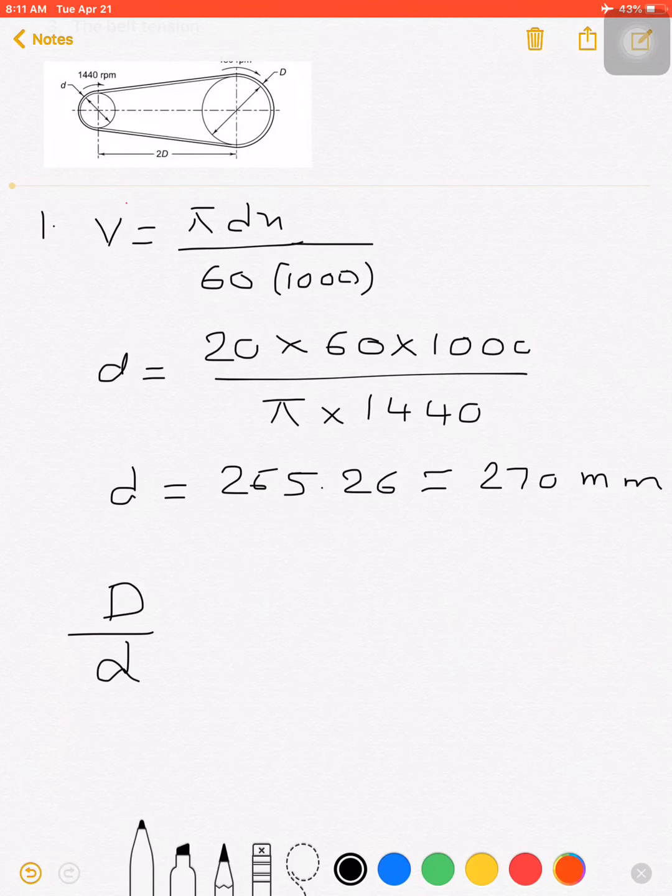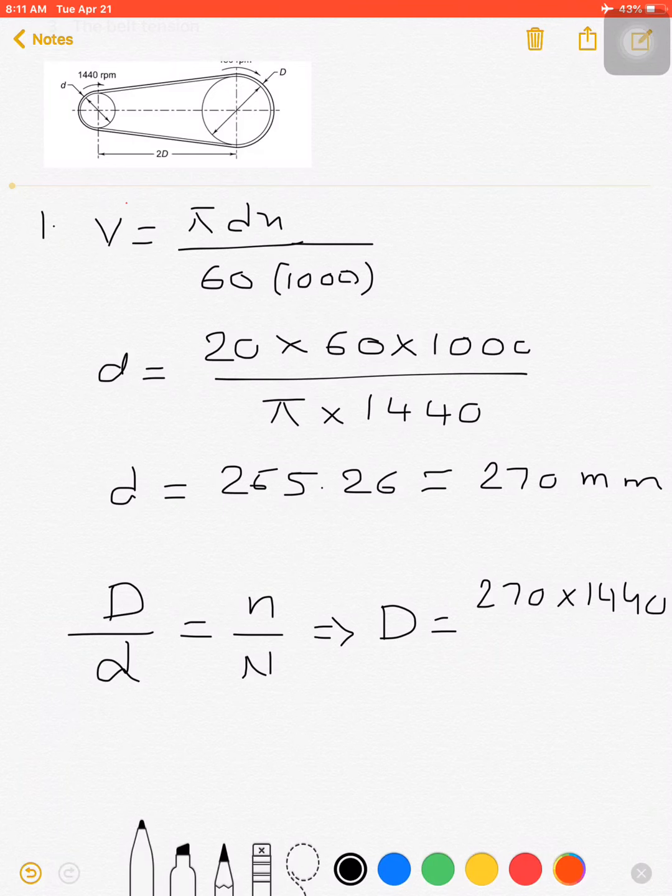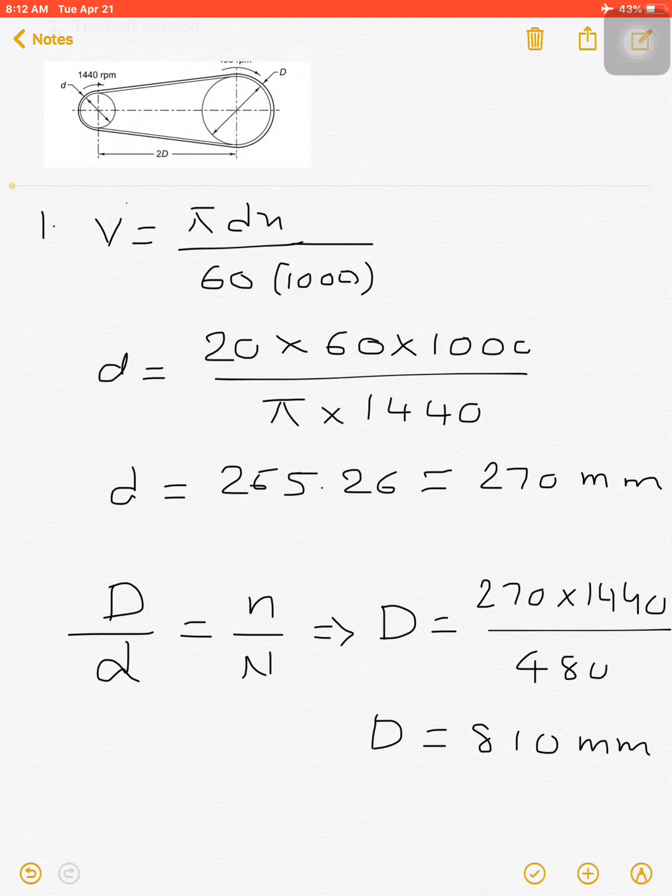capital D by small d is equal to small n by capital N. Here small n is the speed of the smaller pulley and capital N is the angular speed of the bigger pulley. Now capital D is equal to 270 into 1440 by 480. That means capital D value is 810 mm. Now we have the diameter of the smaller pulley as well as the diameter of the bigger pulley.